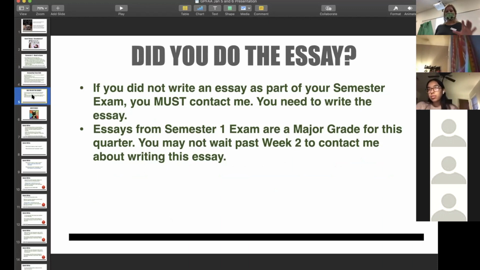Nearly everybody in this class did the essay as part of your semester exam. You took the exam and did the essay. I have a small handful, a couple of you who did not do that essay as part of the exam. And you're going to need to actually do that essay part, not to make up any grade for last semester, but because the exam grade is a major grade for this semester.